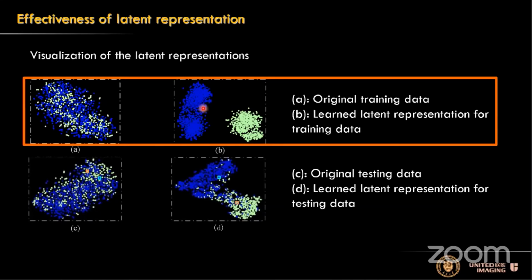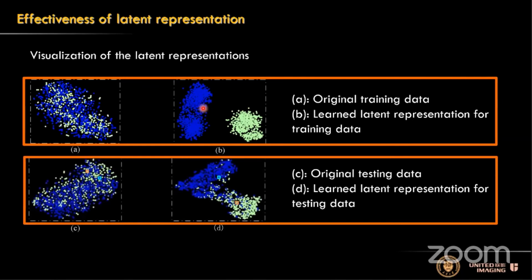What about the performance in the testing stage? We can find that the left is the original testing data, and the right, subfigure D, is the learned latent representation for testing data. We can find that after the projection, our latent representation is very consistent with the ground truth.